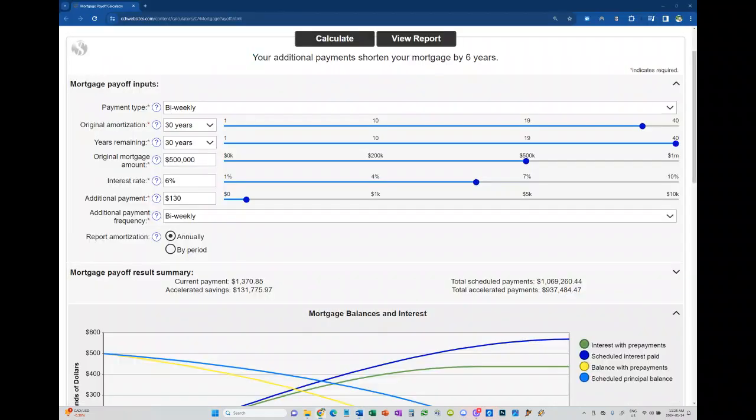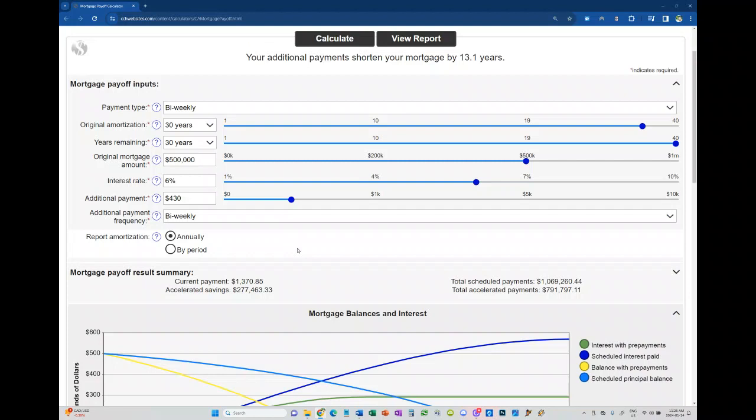And then if we just do this with a few other numbers, if I go from $1,500 to $1,600, well, that's just another $100 biweekly. So I'll change that to $230. That takes 9 years off my loan. That's pretty cool. If I go up another $200 to $1,800, I'll just change that to $430. That's going to take 13.1 years off my loan. So only 16.9 years to pay off the whole thing.